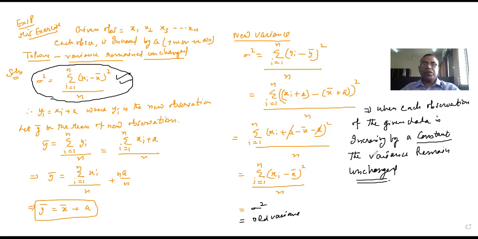So in an MCQ, he can ask you this question: the given observations are 2, 4, 6, 8, 10, and each observation is increased by 2. What will be the new variance? The new variance will be the same as that of the original variance. So this is the conclusion. Clear? So when each observation of the given data is increased by a constant, this constant can be positive, it can be negative, the variance remains unchanged. This is the answer. Right? So note it down.